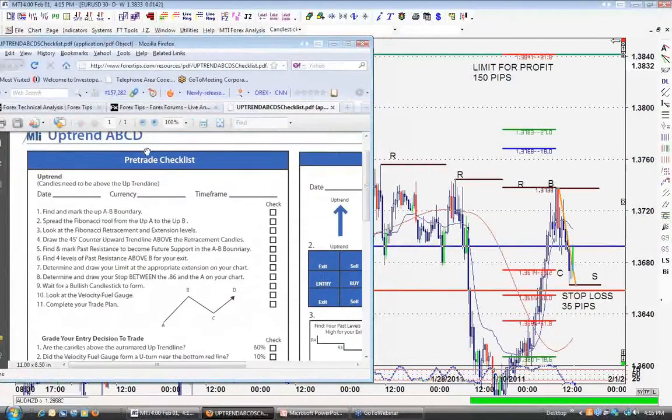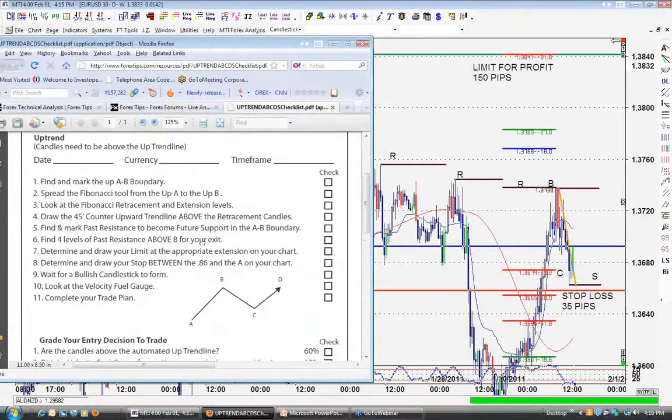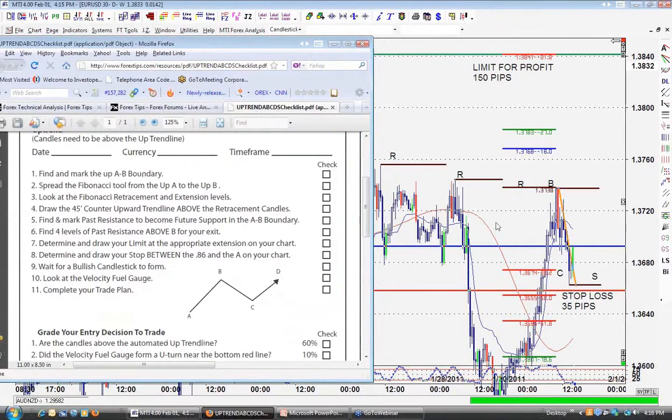By dealing in Fibonacci's more advanced techniques, you're going to be required to be responsible to learn more technical analysis. So on this screen, what I've done on my own chart is I've gone through all these steps 1 through 10. I've identified, as it showed me, how to find and mark the AB boundary.